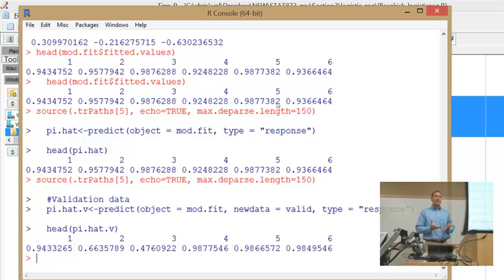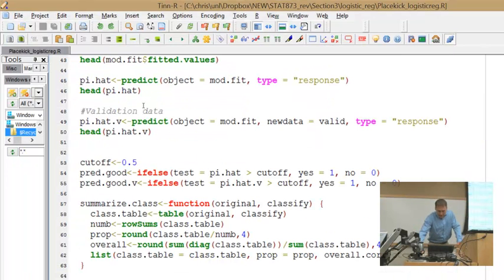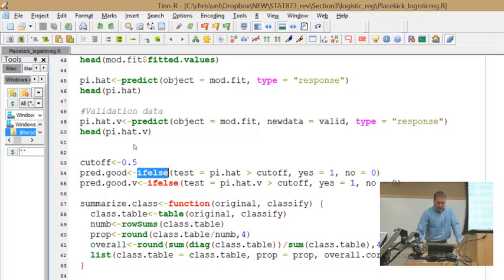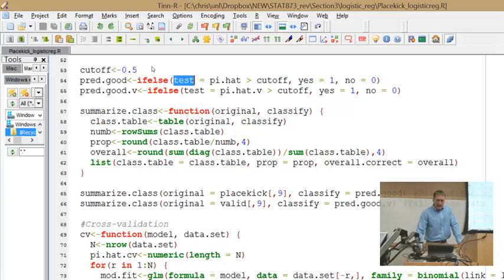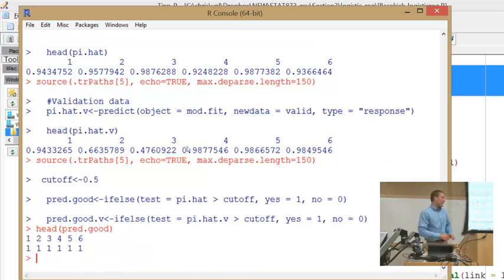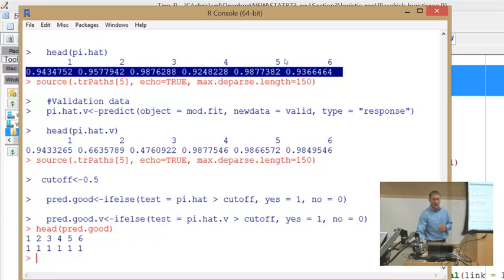Now that we have these estimated probabilities of success, we can apply a cutoff probability so that we can come up with a prediction of success or failure. So I'm going to create an object called cutoff, set equal to 0.5. Then to do the prediction, simply use an ifelse function that we've seen in the past. The test is: is my pi hat greater than the cutoff? If so, I'm going to classify it as a success, a y equal to 1. Otherwise, I'm going to classify it as a failure, a 0. Do that with the original data set and with the validation data set. So for example, if I do head of pred.good, all the first 6 are predicted as successes. That should make sense. Take a look at all these very high probabilities up there.